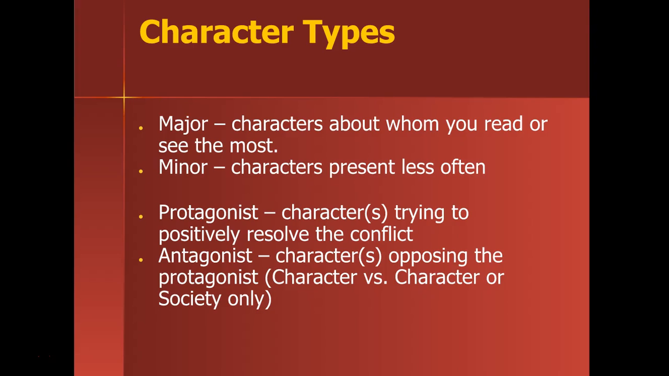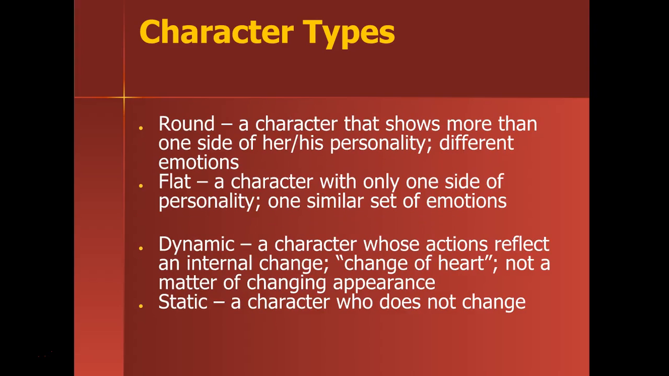Antagonists are characters opposing the protagonist. Not every story has an antagonist, depending on what type of conflict it uses. Character versus character and character versus society definitely have antagonist characters. Character versus self doesn't necessarily qualify as an antagonist, and character versus nature tends to only really apply if you're treating an animal, for example, as an actual character. Oftentimes, they're just seen as part of acting on instinct, in which case they wouldn't really be an antagonist in this context of a character type.